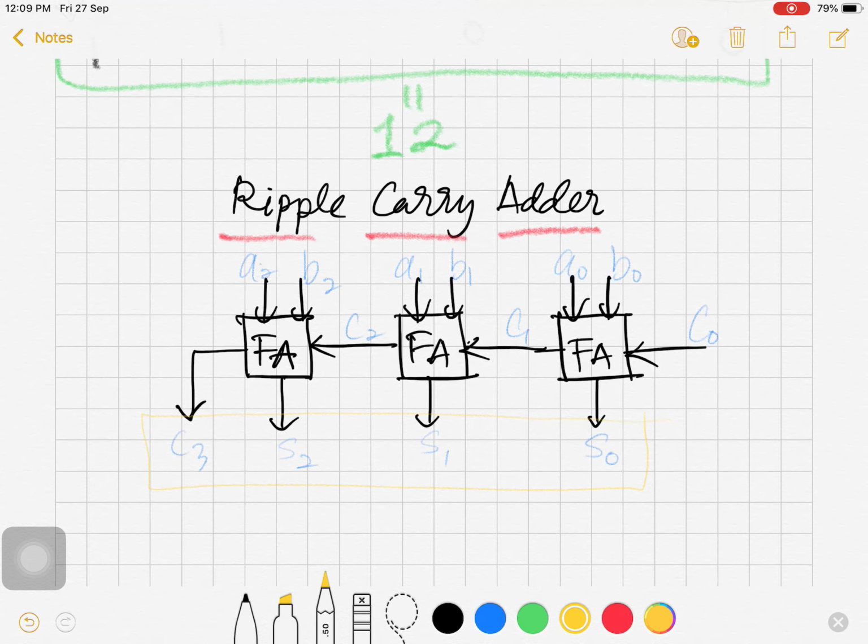Alternatively, since the rightmost carry-in is always 0 in addition, we can also use the half adder for the rightmost bit slice. Additionally, 1 unit of full adder or half adder in multi-bit adders is called a slice of adder. So this is 1 slice, this is another slice, and another slice.